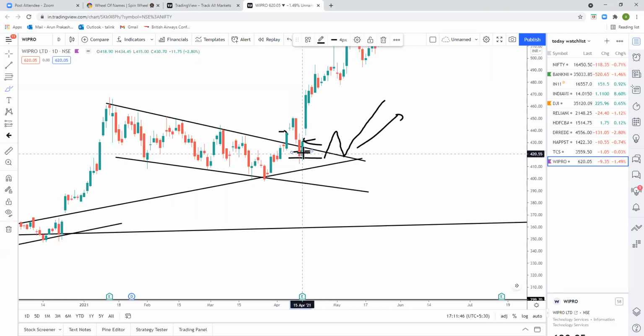And if you are so rigid, and let's say adamant that you are not going to exit this, there are chances that it might come down to this level also, and you might be in a big loss. So don't do that. If it is hitting your stop loss, move away. Look for the next entry, which can be taken here.